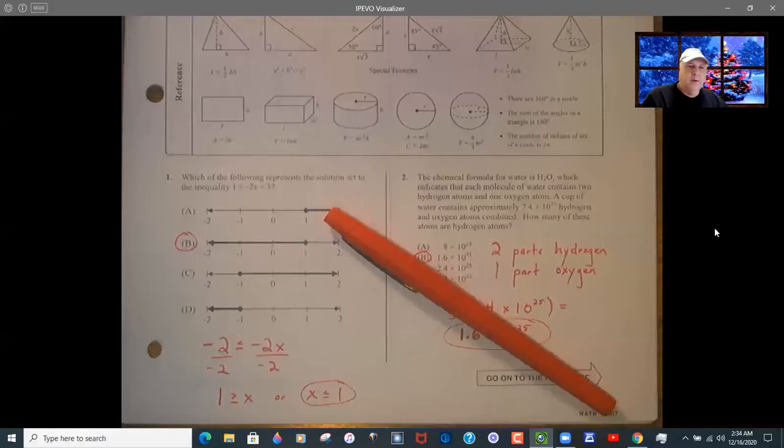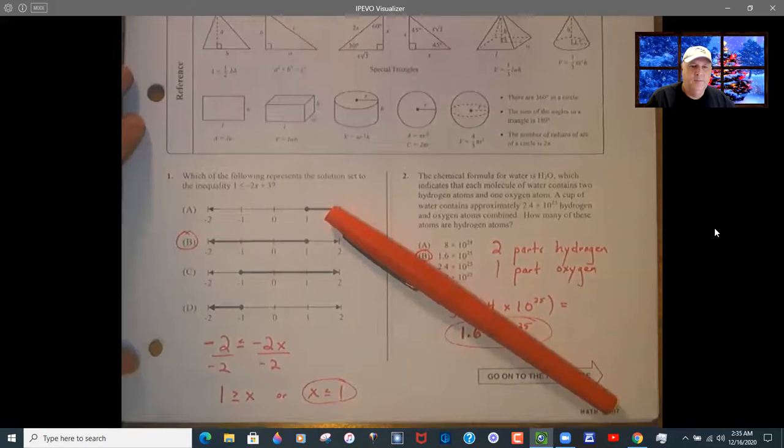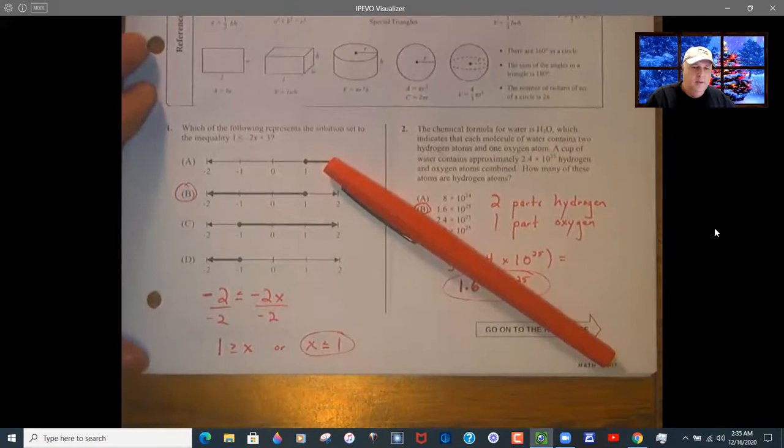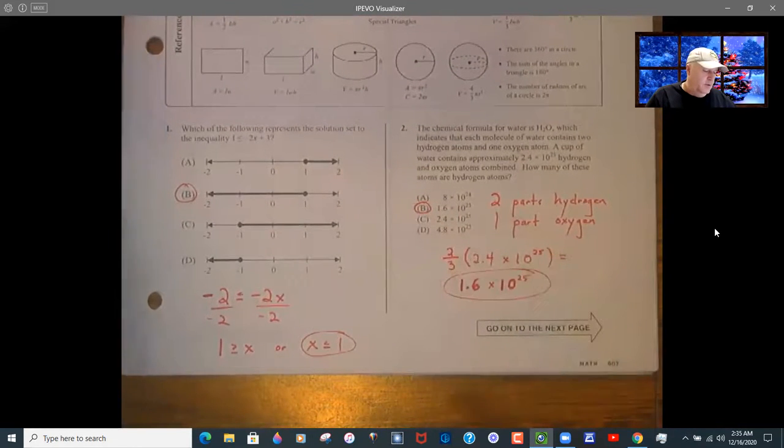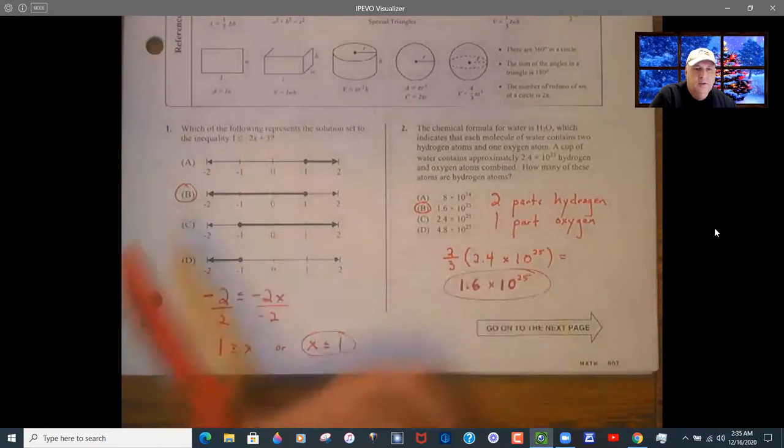These are the first 10 problems for the SAT practice test number 2 in the no calculator section, and it is under assignment number 10 in test prep. So on problem 1, you want to come up with the solution set to this equation.